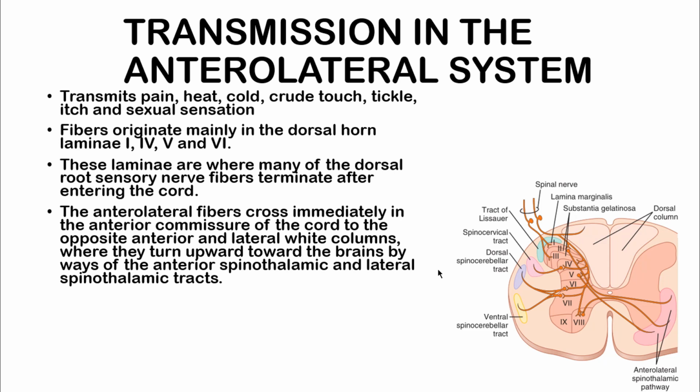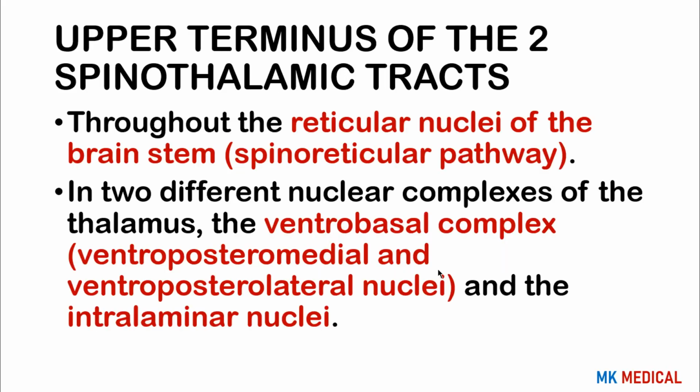Eventually the second order neuron will cross over to the opposite side and ascend in the contralateral anterolateral column, which is also referred to as the spinothalamic tract because it's coming from the spinal cord to the thalamus. Then there are predominantly two destinations to which these pathways can go. They can terminate throughout the reticular nuclei in the brainstem. So you refer to this as the spinoreticular pathway.